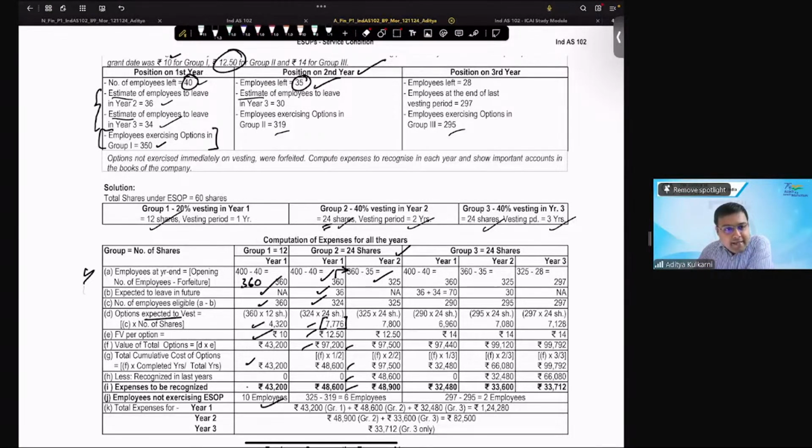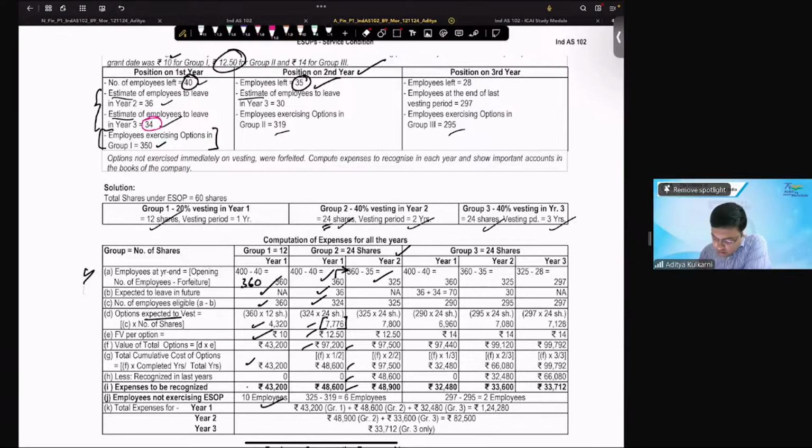Number of employees expected to leave in year 3, this 34. Is it relevant for the second plan? No, sir. Because options are vesting at the end of the second year itself. Third year में plan है ही नहीं. The plan ends in year 2. So how many resign in year 3? How many do not resign? How many exercise? All of that is useless for me as far as the second plan is concerned, as far as the second group is concerned.